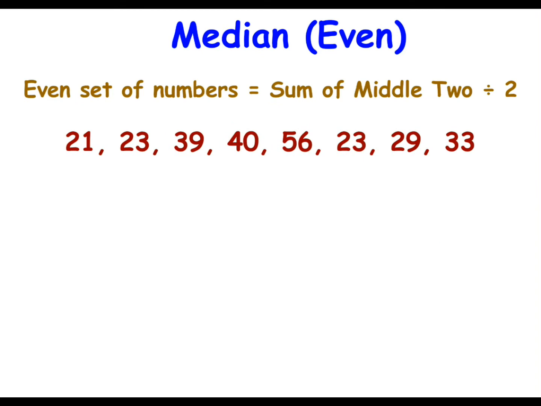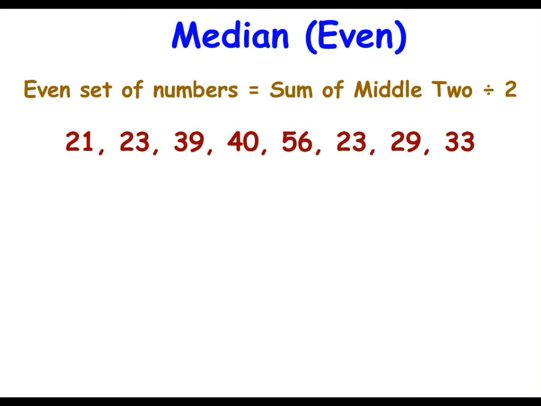Now, with an even set of data, to find the median, first of all, you've got to sort the data, and then once you find the two numbers that are in the middle, you need to add them together and then divide by 2. So here's a random piece of data, and there are 1, 2, 3, 4, 5, 6, 7, 8 numbers in our data.